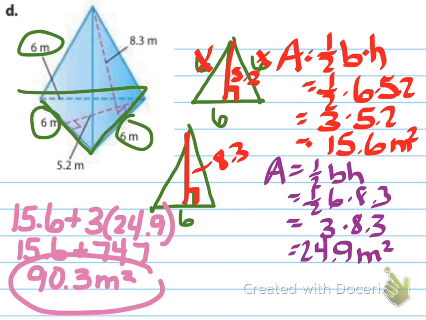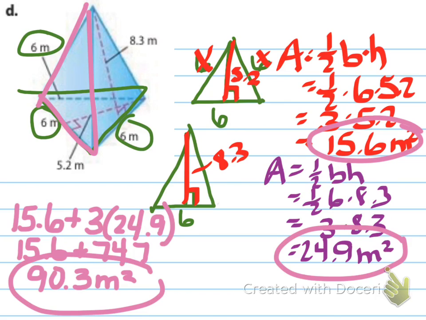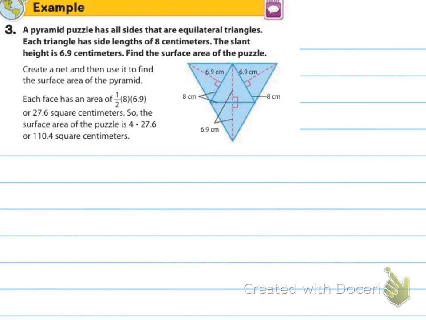All right, now for this one, I just want to point out that I did the base first and got the base, and then I did one of the lateral faces and got this, and then I knew I was going to multiply it times 3, so I just plugged it into the base plus 3 times 24.9. Because remember, if we have an equilateral triangle on the bottom, which means all 3 sides are the same, then we're going to have identical lateral faces. Yay for us. All right, so now they're going to give us an example.